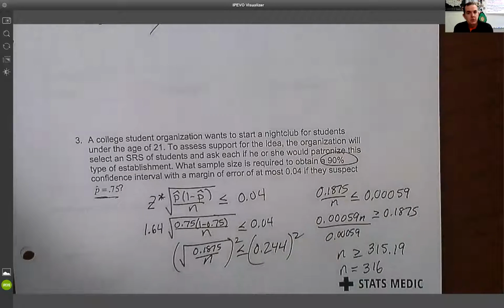So that's how we do sample sizes. It does come up at times, occasionally on free response, but usually it's a multiple choice question. Now here's the thing, bottom line is this. That's a lot of work, right?